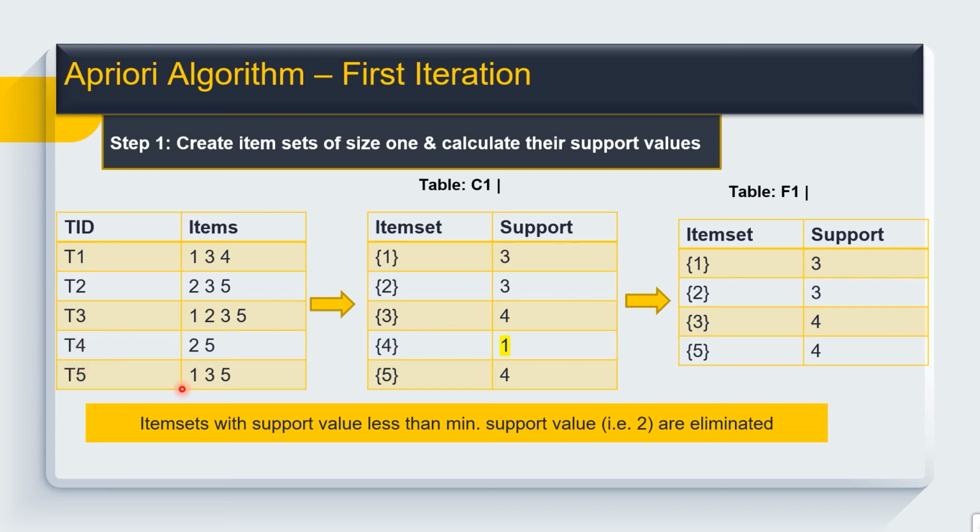But if we have a look at the item 4, it only appears in the transactions once, so its support value is 1. Now the item sets with a support value less than the minimum support value, that is 2, have to be eliminated. So the final table, which is table F1, has 1, 2, 3 and 5. It does not contain 4.